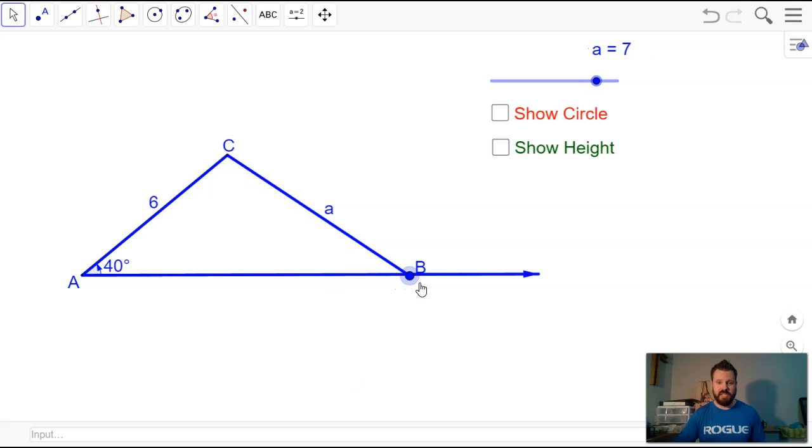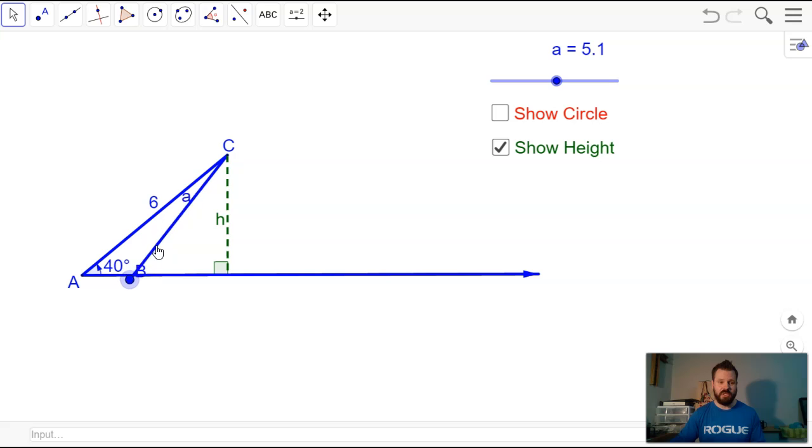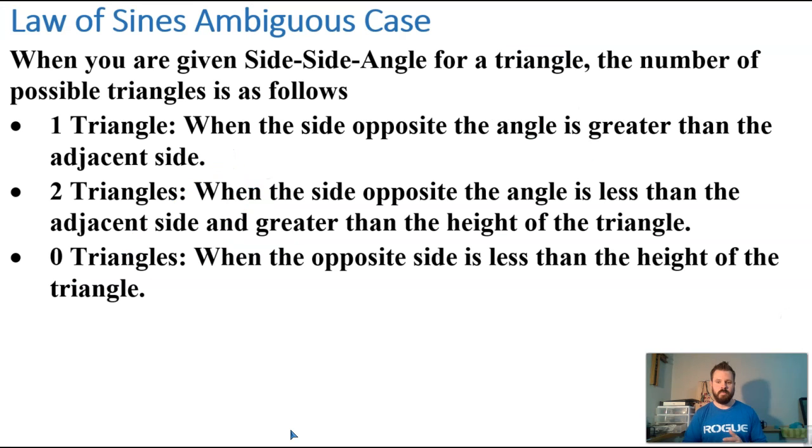Again, as long as the opposite side is longer than the adjacent side of that angle, there's only one possibility. If it is shorter than the adjacent side, but still longer than the height, that's when I have my two different possibilities. And when the A gets shorter than the height, that's when I have no triangles here. So let's go to the way we have that laid out for you in the notes.